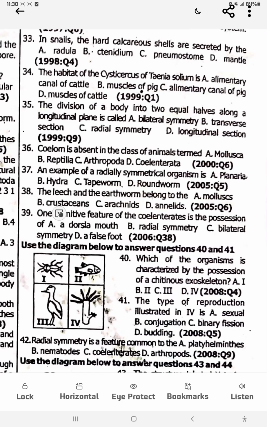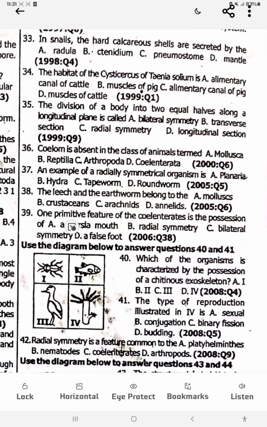The leech, earthworm belongs to mollusks? No, now snail, now the mollusks. Earthworm belongs to annelids. Option D. 38 is option D. Annelids and leech, they belong to this class, annelid. These arachnids, you get spider, scorpion.